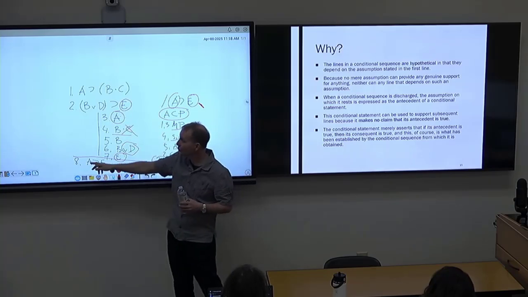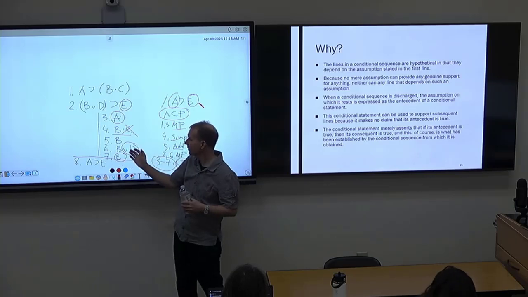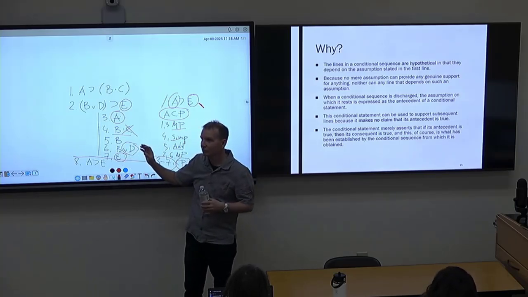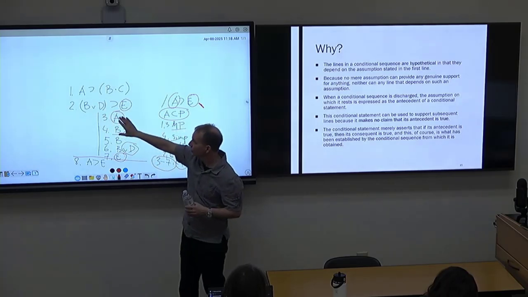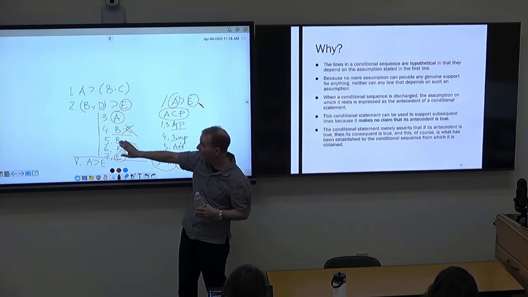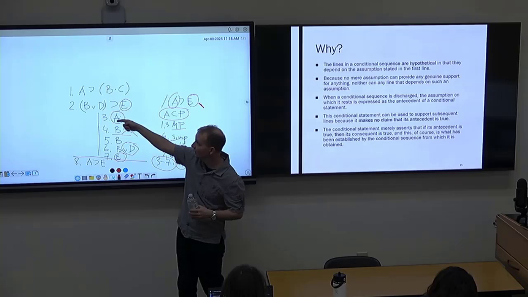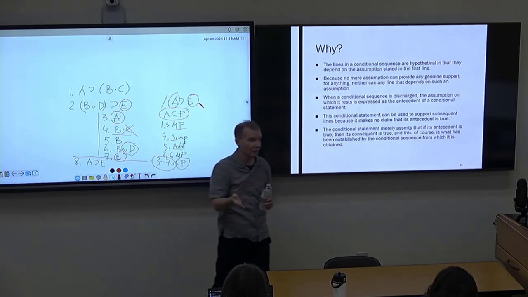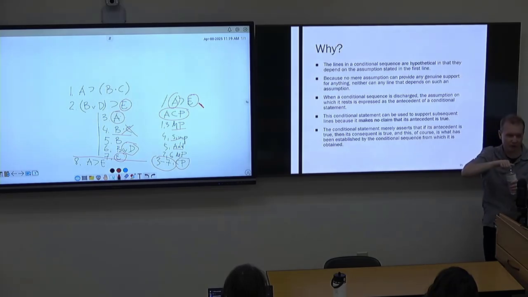You cannot use them outside, you're doing these lines, right? You can only do it within your assumption. But based on the first and last line of your assumption, you can see that from this you do indeed get to line 7 in this case.